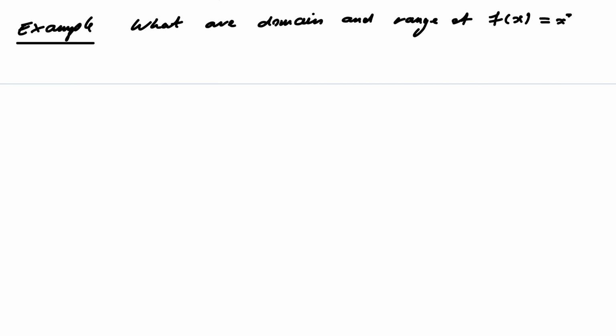So let's do what's the domain. In fact, no, let me do both the domain and the range. Remember, the range is the possible outputs of a function. So what are the domain and range of the function f of x is equal to x squared plus 1?